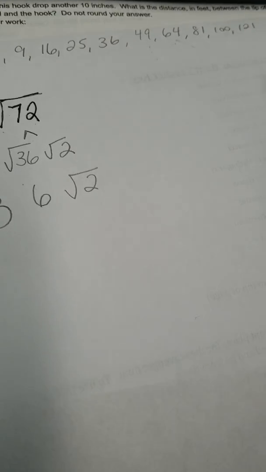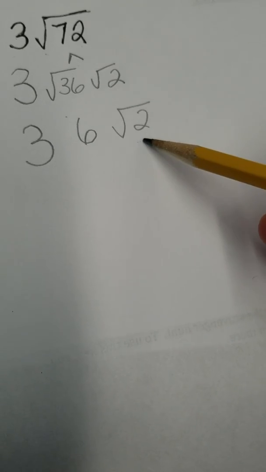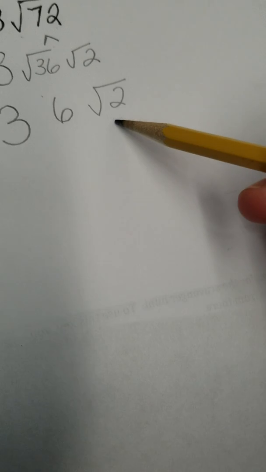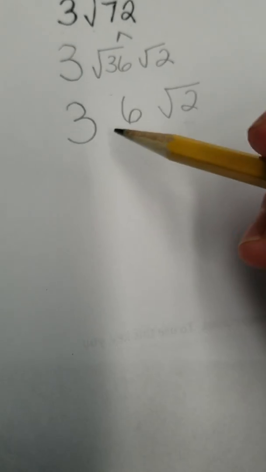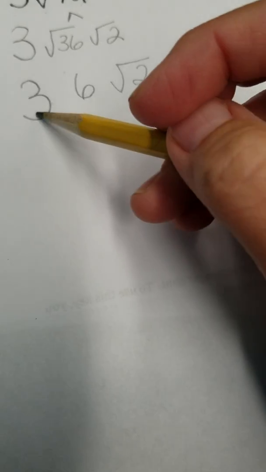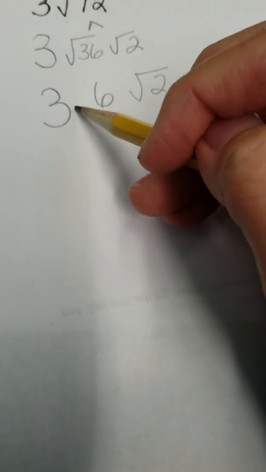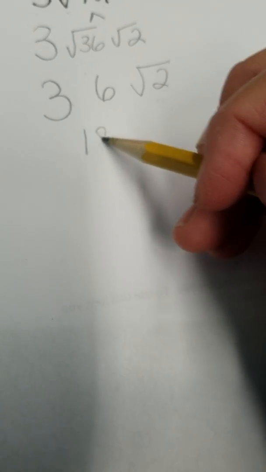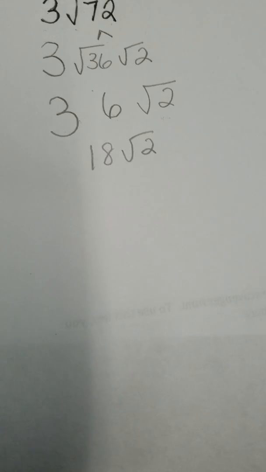I can't break down radical 2 further. Nothing from our list goes into radical 2. So always ask yourself at the end, does anything from my list go into this? If not, we're done. Since I have a 3 and a 6 with nothing in between them, no symbol, I'm going to multiply them, and my final answer is 18 radical 2.